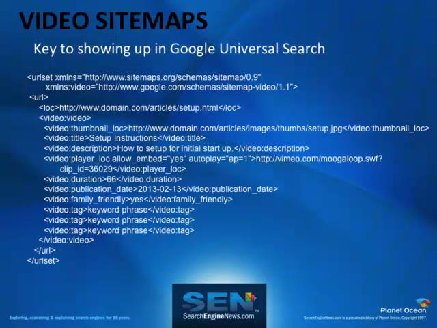Now, in order to make this all work well, we highly recommend using a video sitemap. And this helps Google find all the information they need in order for it to rank well in universal search. And this is an example of a video sitemap that we've used, a very close example. And this one was set up using Vimeo, and it worked just fine.